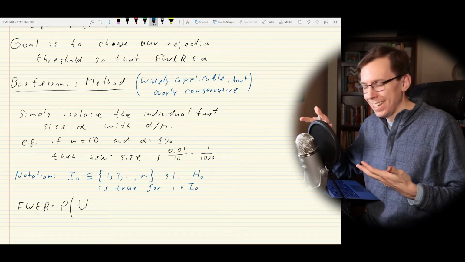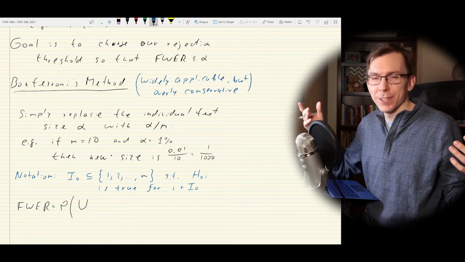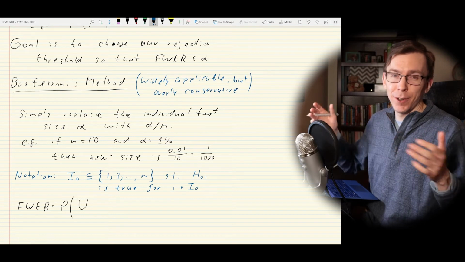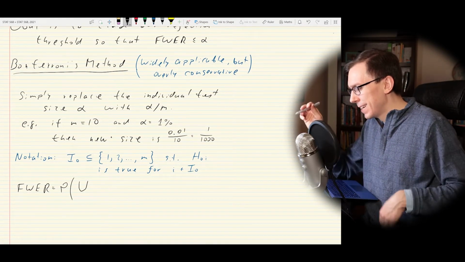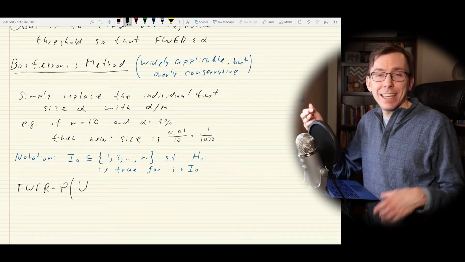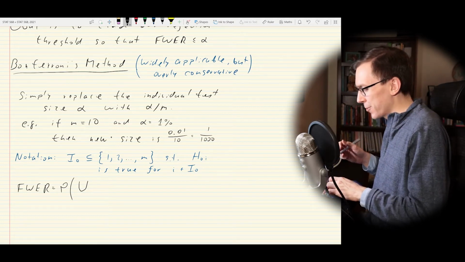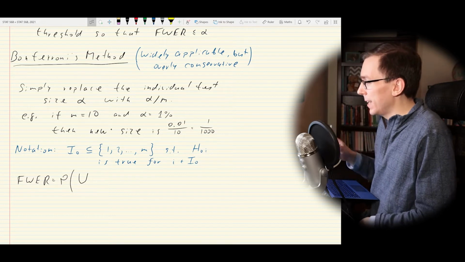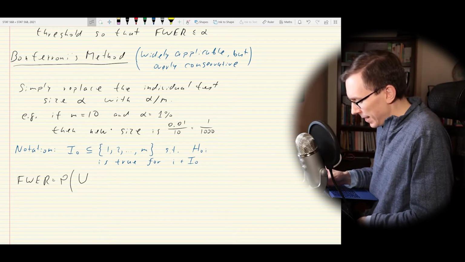That makes sense, right? So it could be empty. Maybe none of the nulls are true. It could be the entire collection of m hypothesis tests. Maybe they're all true. There's absolutely nothing interesting going on here in our experiments. Whatever it is, it's just sort of a mathematical notation saying these are the indices that correspond to the null hypotheses that are true.